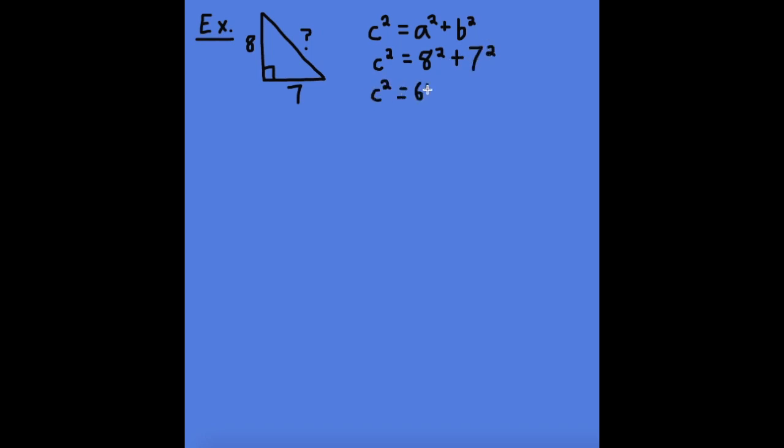8 squared equals 64 and 7 squared equals 49. We have c squared equals 113. When we square root both sides to solve for c, we will get c equals the square root of 113. Therefore, the third side of the triangle, hence the hypotenuse in this case, is the square root of 113. Let's try another problem.